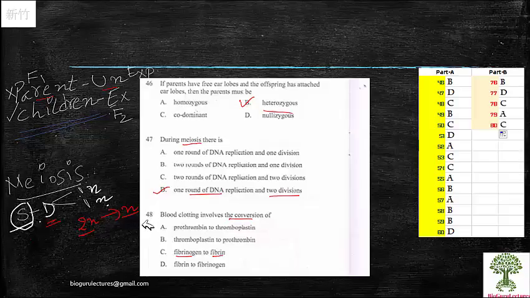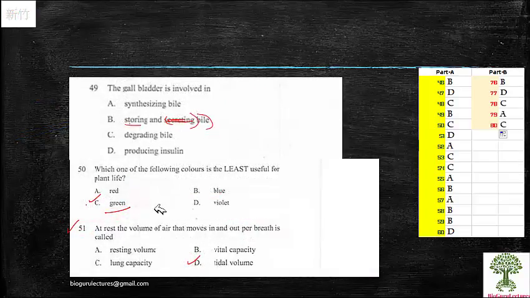48th one, blood clotting involves the conversion of fibrinogen to fibrin, which is a biochemical reaction that makes protein over the injury. 49th one, the gallbladder is involved in storing and secreting bile. I don't know why the option is like this. There's only one function of the gallbladder, just storing it. Liver produces the bile. Hence the answer is option B.